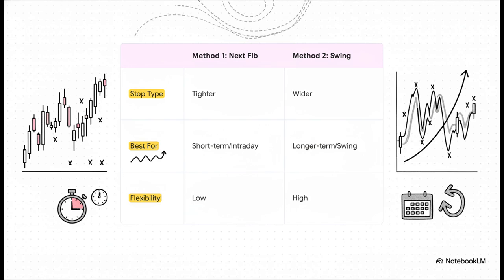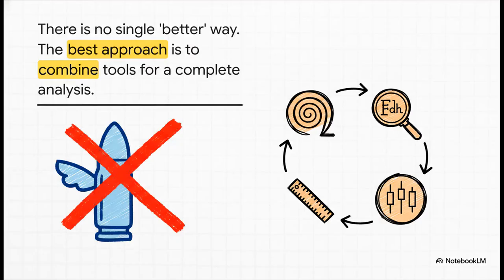With method one, the next fib method, your stop is tighter. So yeah, you're risking less money on any single trade, but you have a higher chance of getting stopped out by random noise. It's often better for really short-term intraday trading. Now, method two, the swing method, has a wider stop. You're risking a bit more, but you're giving the trade a lot more room to work. That makes it much better for longer-term swing trades. And that leads us to the real truth of the matter, which is there is no single better way.